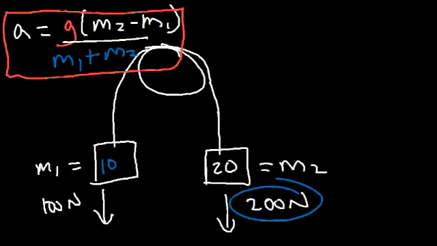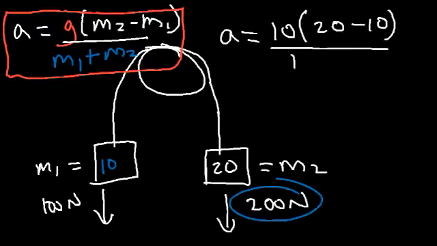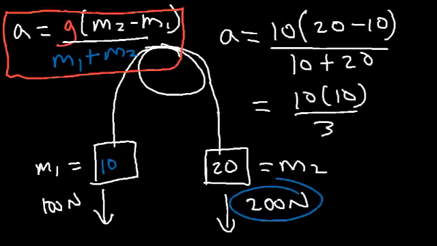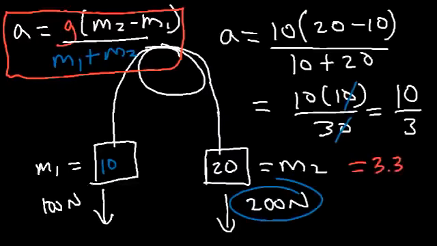So let's calculate the value of the acceleration. G is 10, M2 is 20, M1 is 10, and on the bottom it's going to be 10 plus 20. So 20 minus 10 is 10, so we have 10 times 10 and 30 on the bottom. We can cancel a 0, so then it's 10 times 1 divided by 3. So the acceleration of the system is about 3.3 meters per second squared.